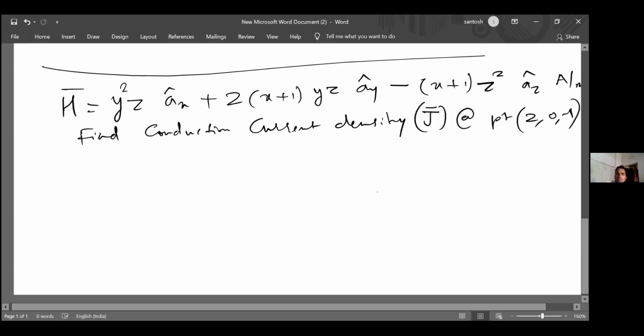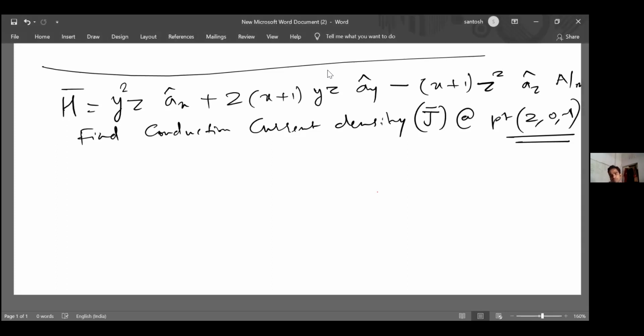So see, whenever a point comes, you should understand we have to use the point form. H bar has been given, and you need to get J bar. So we simply will use the point form from Ampere circuital law. We know that del cross H bar is J bar.